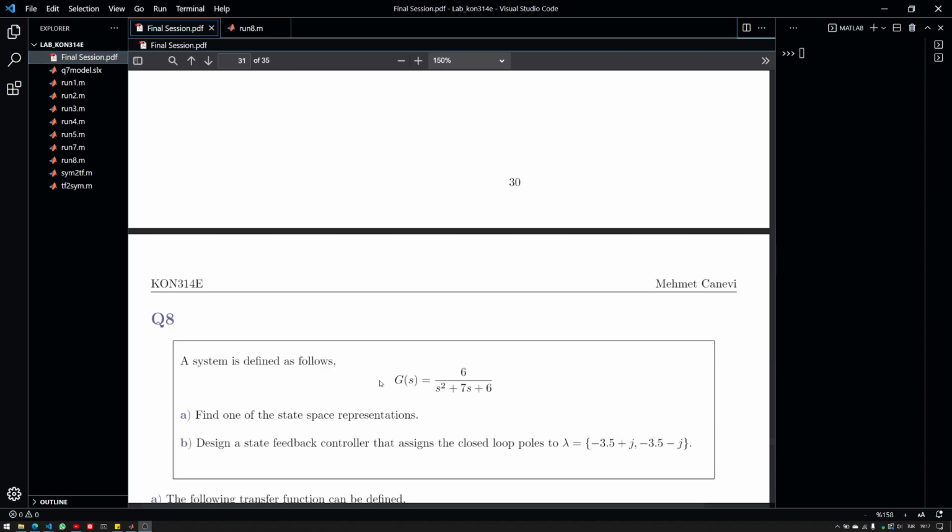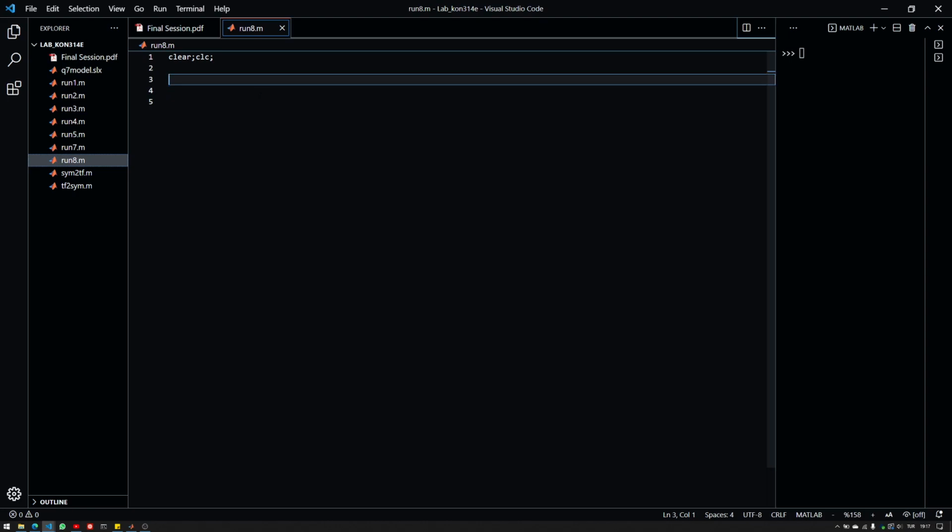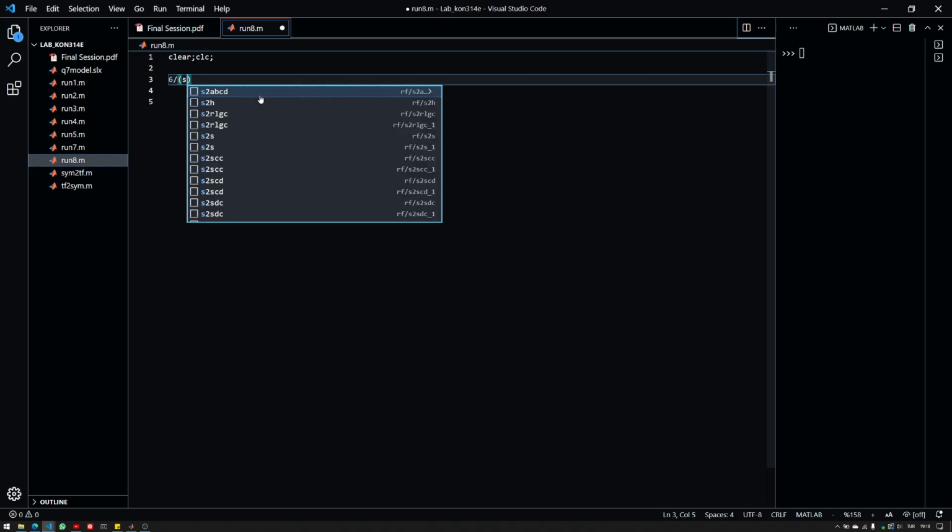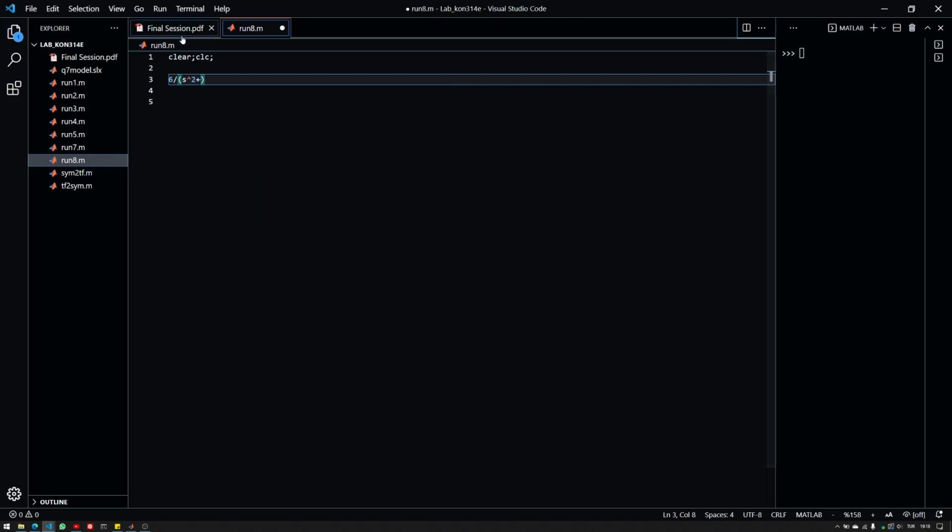Now, we have a very basic transfer function, so it will be very simple and easy to convert this into a state space representation. So now let's first of all note our transfer function down. So it's s squared plus 7s plus 6, I guess. Yep, 7s plus 6.